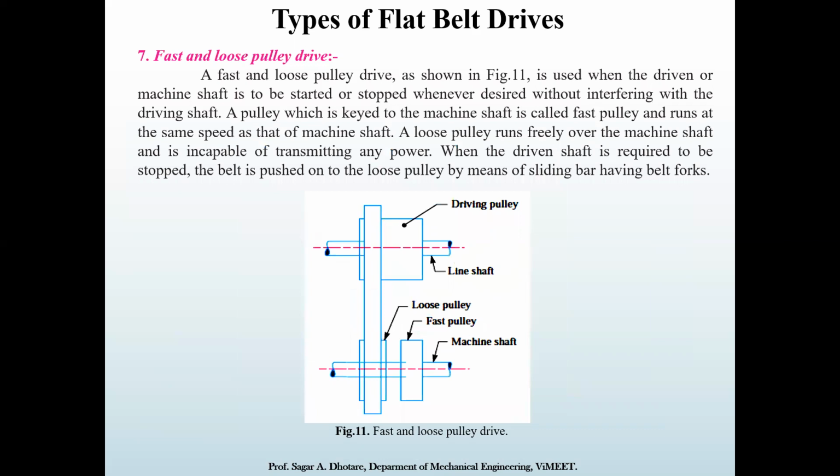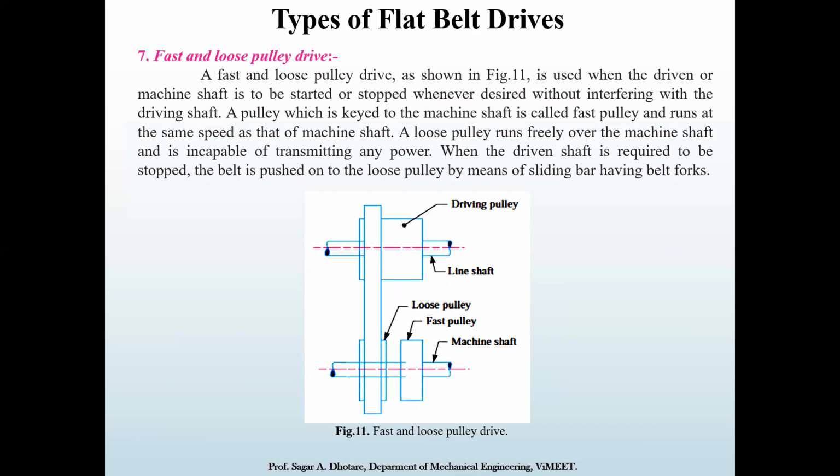Then fast and loose pulley. So there is a fast pulley and a loose pulley. So it is nothing but a clutch type. Okay. So the fast and loose pulley drive, which is shown in figure number 11, is used when the driver and machine shaft are to be started and stopped whenever we decide, without interfering with the driving shaft.